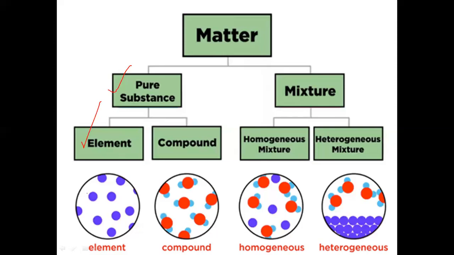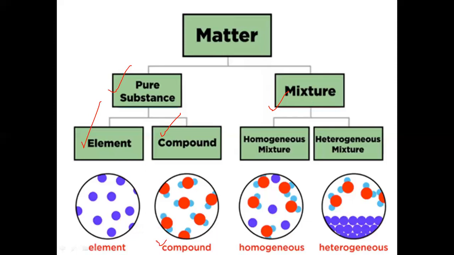So if you see here that if any substance or any matter is having the same kind of atoms, that makes an element. So today we will see about compounds and the other type of matter, that is mixture. Right now we are gonna see the compound, when the different types of atoms or elements combine in a specific ratio, with a force, in a specific manner, that makes a compound.